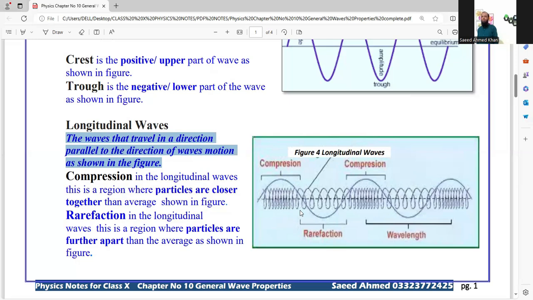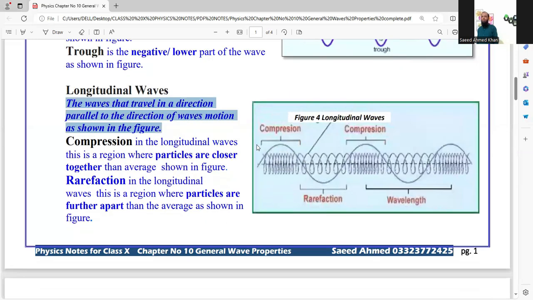The next thing is rarefaction. Rarefaction in a longitudinal wave is the region where the particles are further apart than the average.